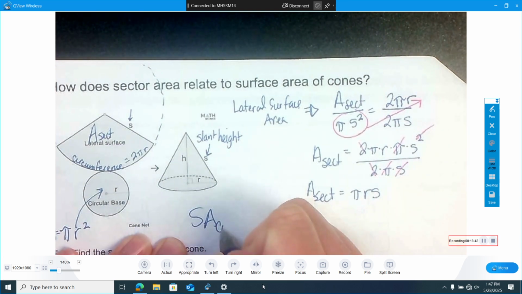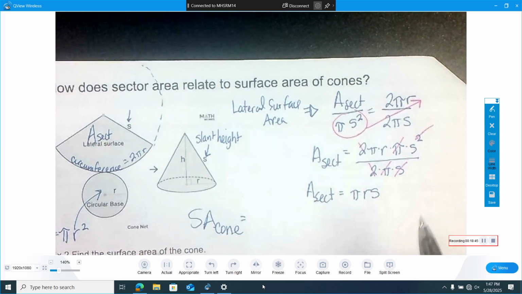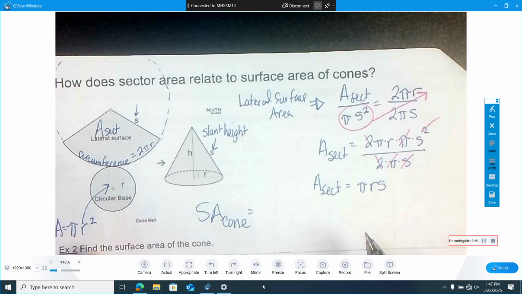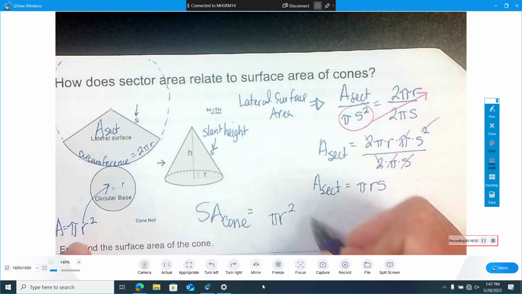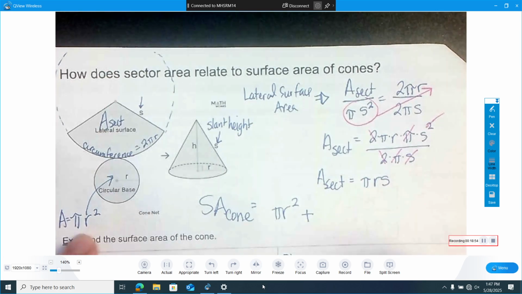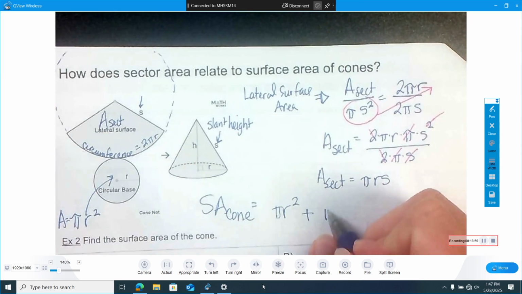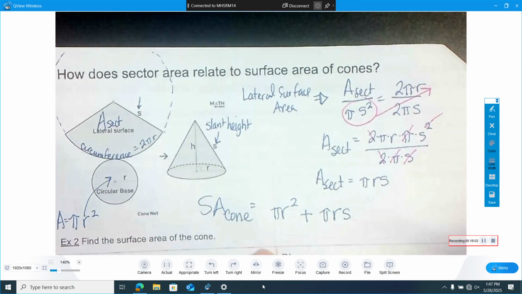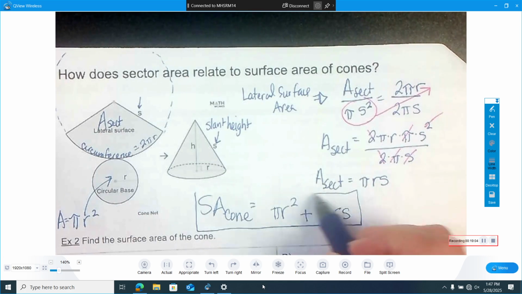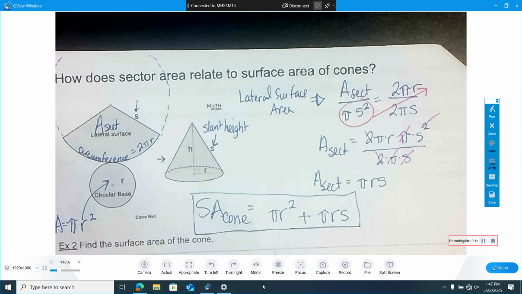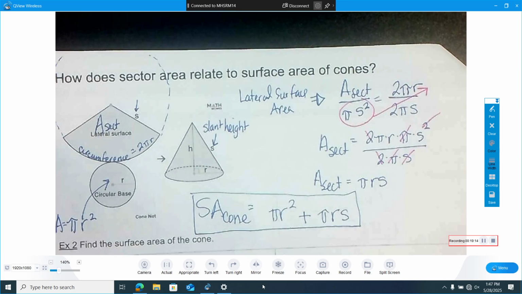So here we go. Altogether, the surface area for a cone is the area of the circular base, which is just pi r squared, plus this area of a sector, which turns out to be pi times radius times slant height. So this is the formula we get to use to find the surface area of a cone. The nice thing is you never have to do this again. You never have to think about that. But it is nice to know. It's not that hard to get, but it's kind of interesting.